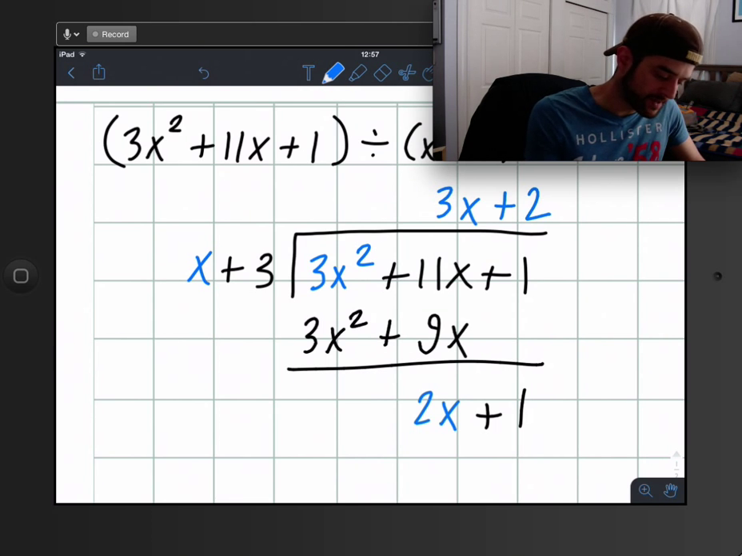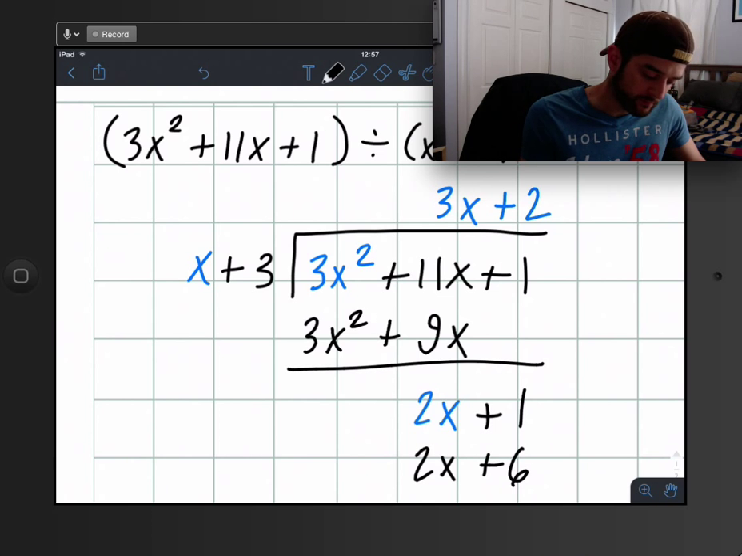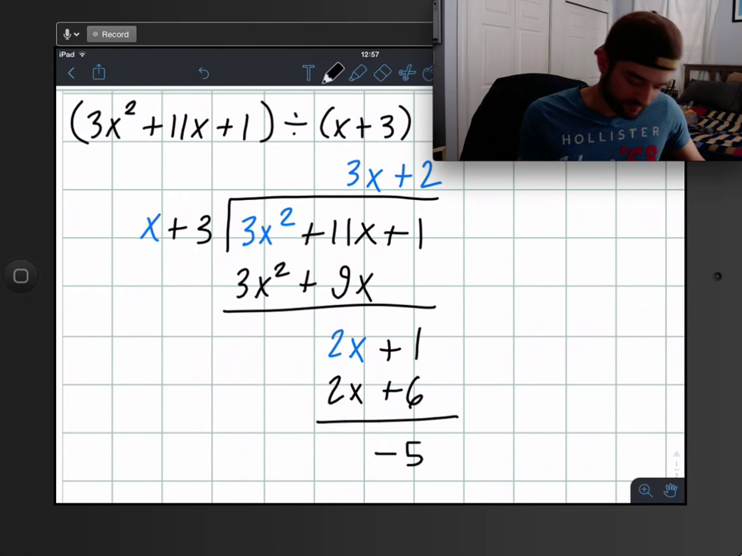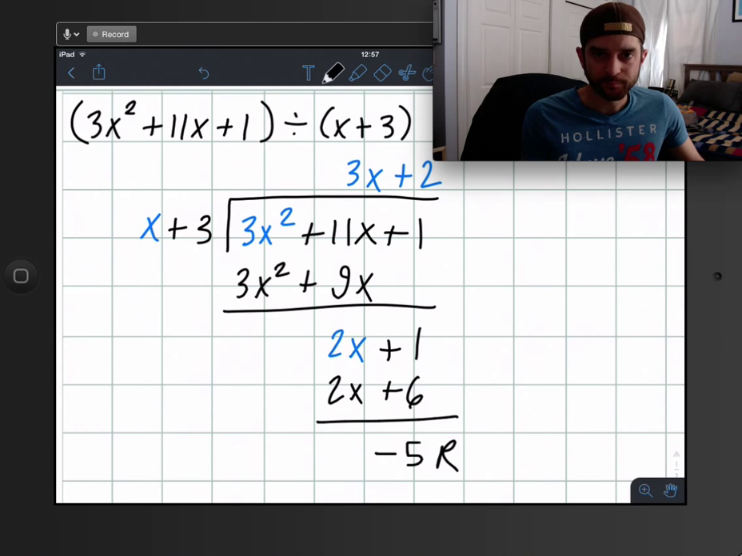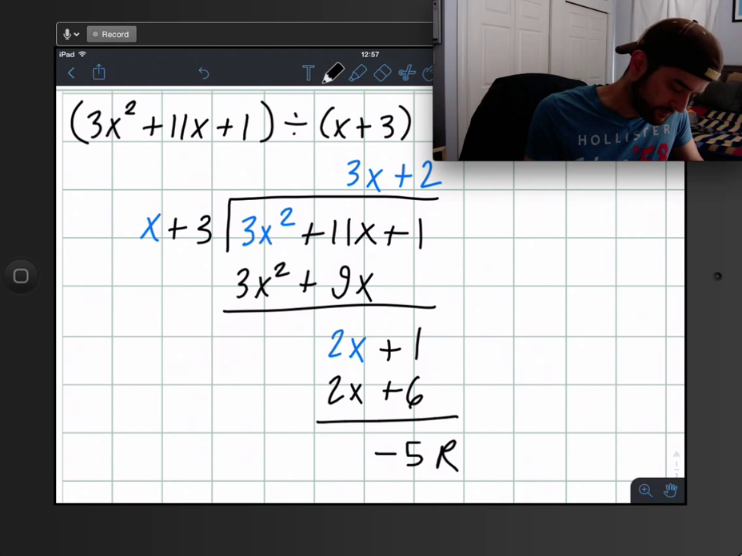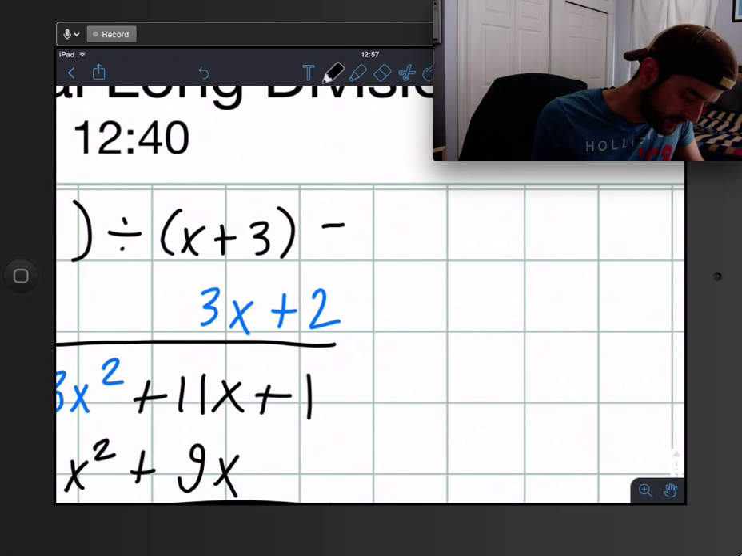So 2 times x gives me my 2x, and then distributing it over the binomial, 2 times 3 is plus 6. 2x minus 2x is 0. 1 minus 6 is negative 5, which is my remainder. So what do we do with the remainder in this case? Well, I know that the quotient is 3x plus 2 at least. So this equals 3x plus 2.